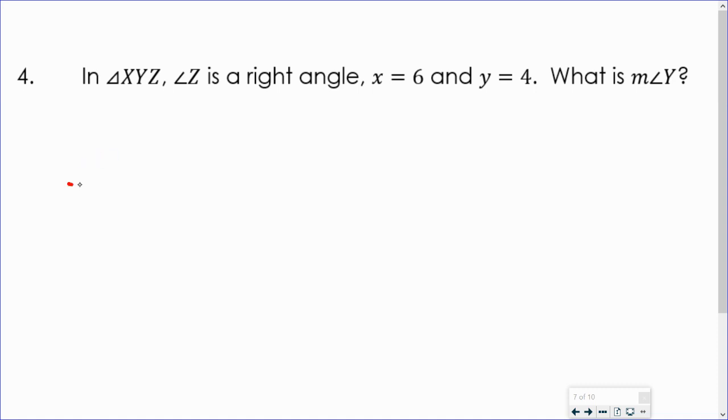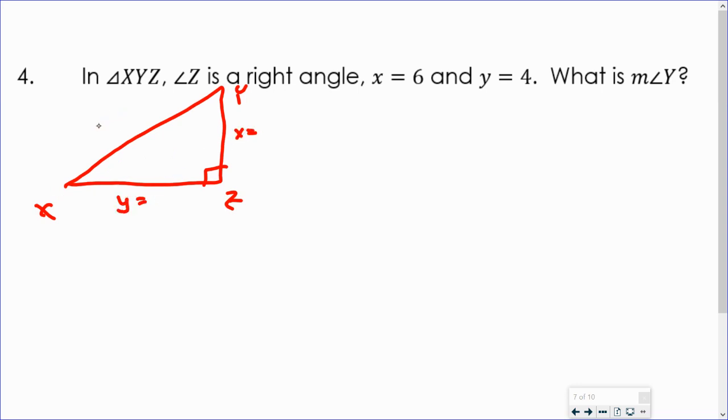Now we got another triangle. Z is the right angle. This is X, this is Y. This means that this is X equals, this means that this is Y equals, and this would be Z equals. So X is 6, Y is 4. How big is this?